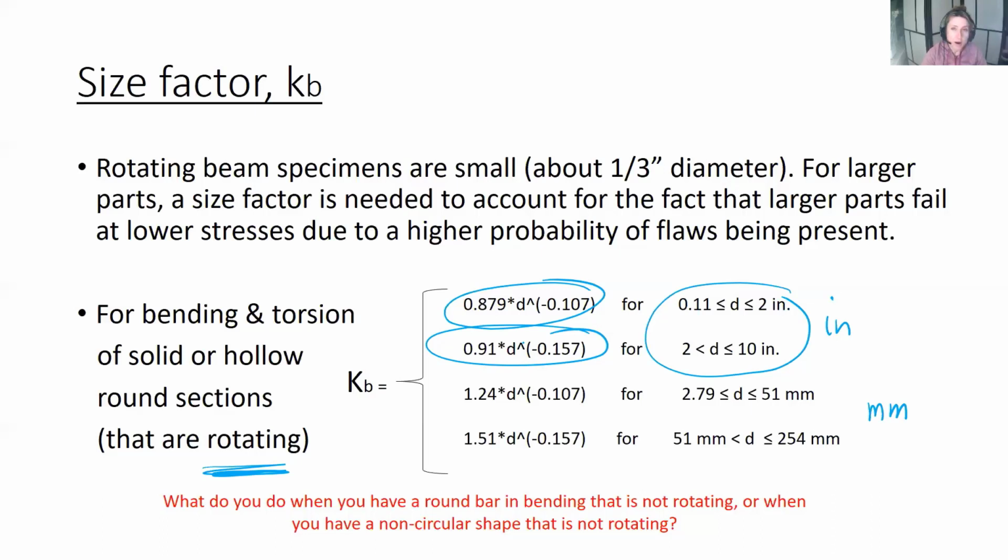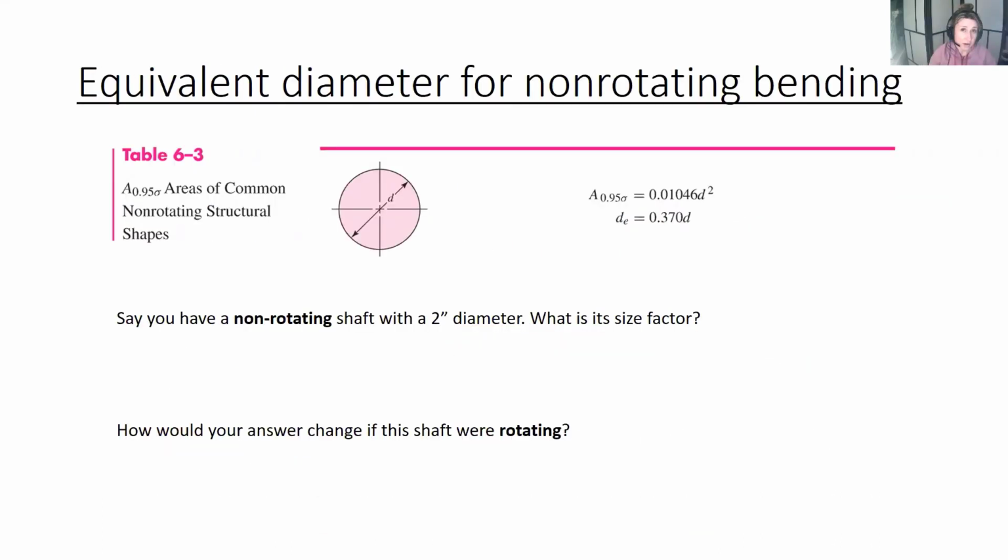What do you do when you have a round bar in bending that is not rotating? So say you have a 2-inch diameter shaft that is non-rotating. What is its size factor? The first thing you have to do, and I'm not going to go into this too much because it is 328 stuff, but you have to figure out the equivalent diameter. So the equivalent diameter is basically, it's kind of like accounting for the material that is more on the outside of the shaft, but it is a simple calculation.